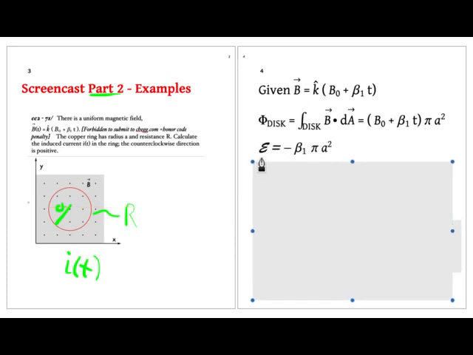Now the electromotive force is minus dΦ/dt. So I have here minus the derivative of this with respect to time. B0 times π a squared doesn't depend on time, so that part drops out. The derivative of β1 t is just β1. So I have minus β1 times π a squared. So there's a constant electromotive force around the ring, and that will drive a constant current.